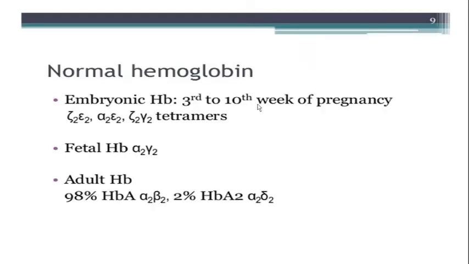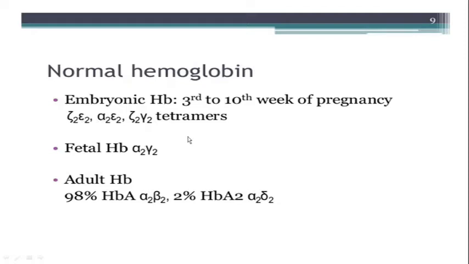Normal hemoglobin: hemoglobin synthesis starts right from the prenatal period, from the 3rd to 10th week of intrauterine life, and the normal hemoglobin is an embryonic hemoglobin, which is basically composed of Gower and alpha chains. Basically, it's called Gower globin, and this is the alpha globin.